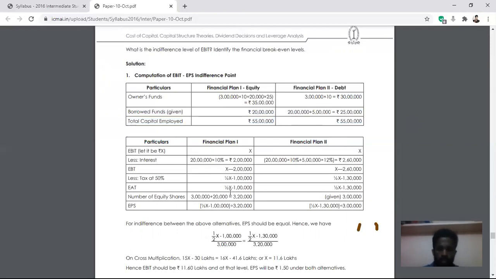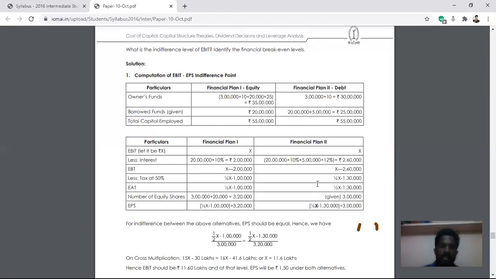If you divide EAT, that is earnings after tax, by the number of equity shares, you will get EPS. So 0.5x minus 1 lakh divided by 3 lakh 20,000, and 0.5x minus 1 lakh 30,000 divided by 3 lakh, which will be the earnings per share.